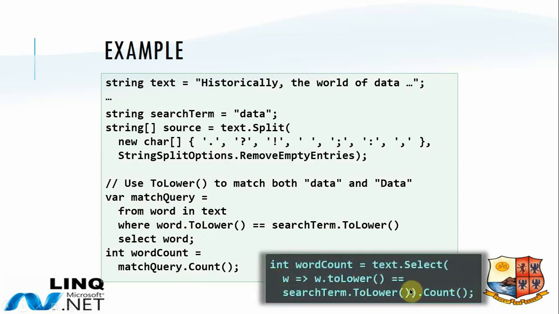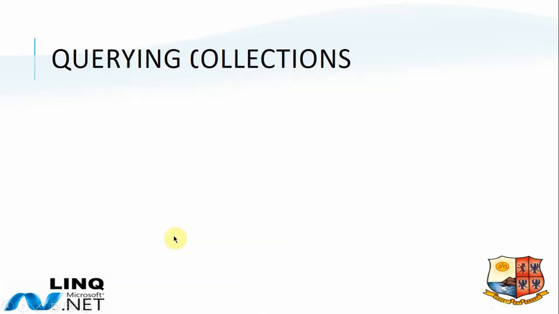Same thing written in method syntax. Text dot select, where word w goes to w dot lower equal to search term dot to lower, full thing dot count. This is method syntax. This is query syntax.